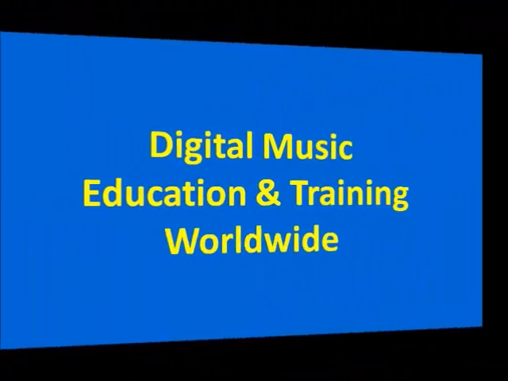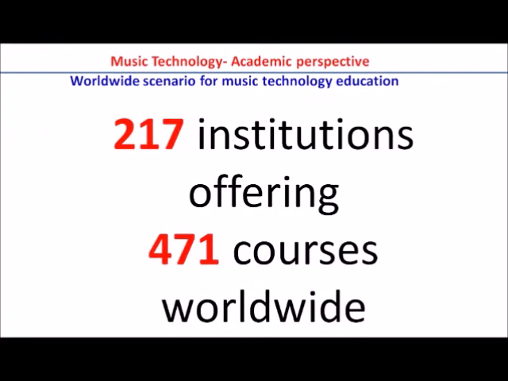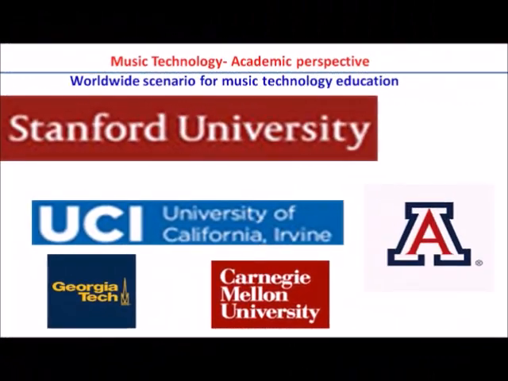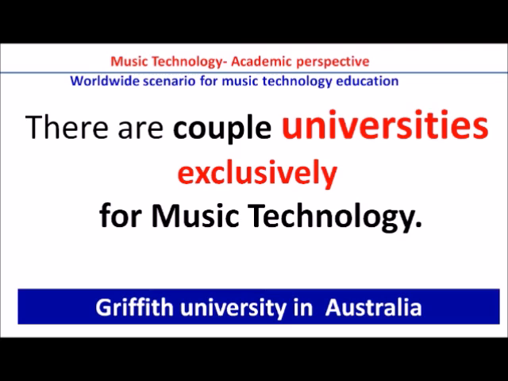So what's happening in digital music or computer music education and training worldwide? In fact, there are more than 200 institutions offering about 471 courses worldwide. Even universities like Stanford University, Carnegie Mellon, Georgia Tech have exclusive departments in music technology, which is an interdisciplinary department. Believe it or not, there are a couple of universities exclusively related to music technology.